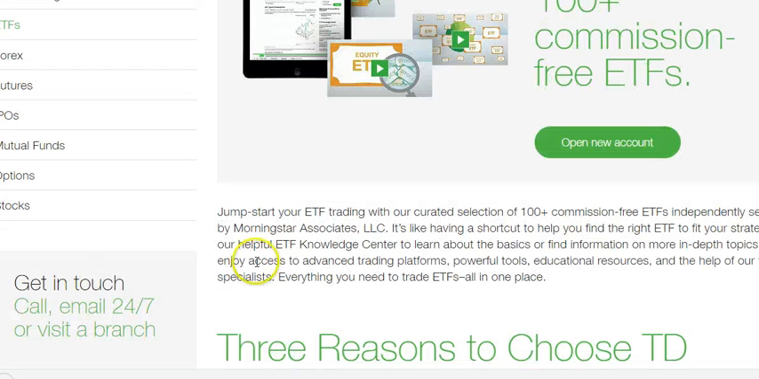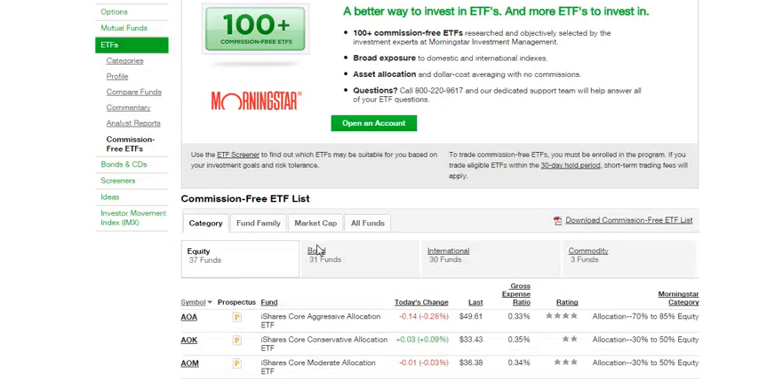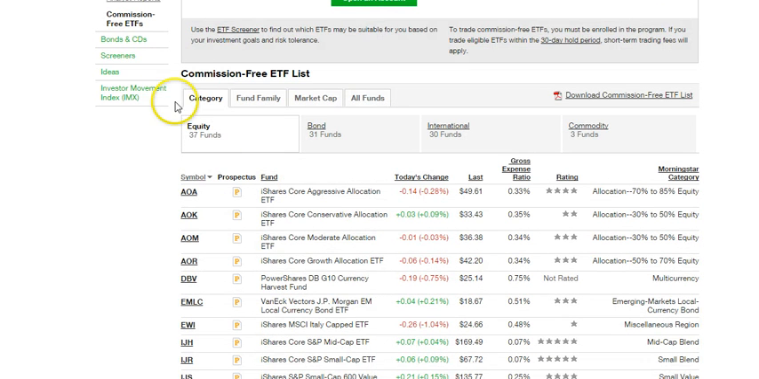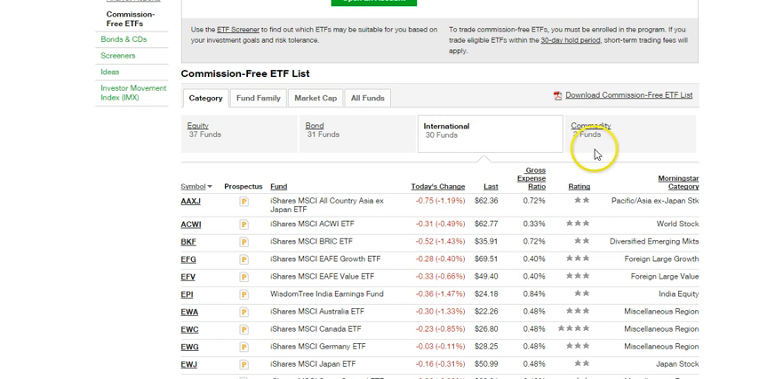Okay, and from ETFs, I can see that there are 100 commission-free ETFs, and there's a link right here to access these ETFs on TD Ameritrade, and here they are. Again, category: equity, these are stock funds, 31 bond funds, international funds, and then commodities. We never studied commodities, they don't belong there. So we're mostly sticking to the equity, stock, and bond funds.